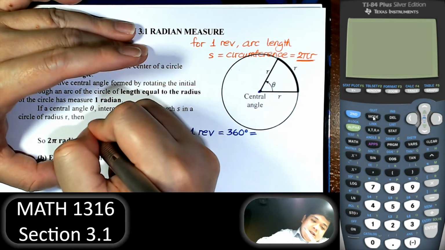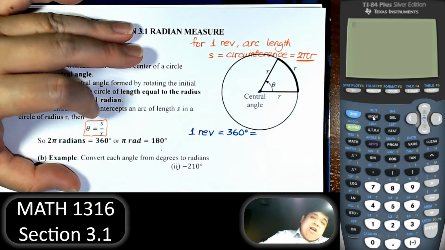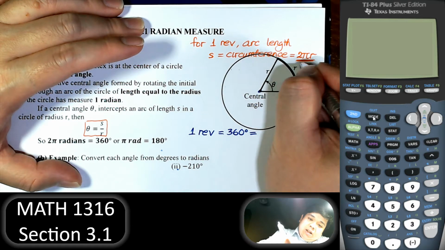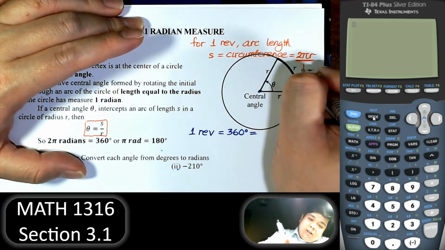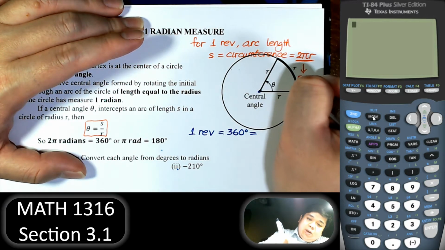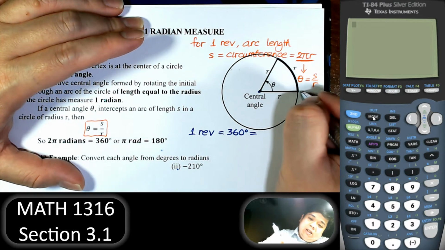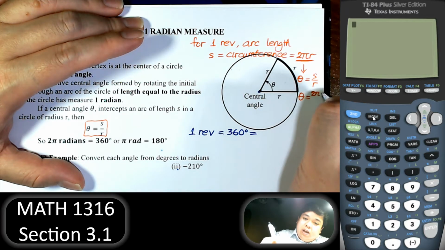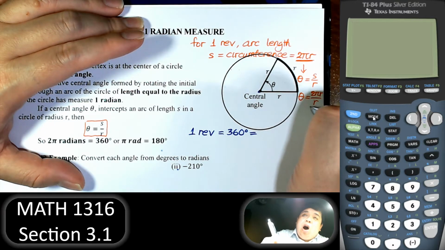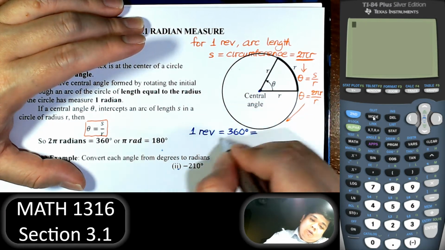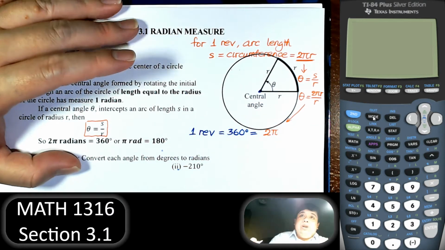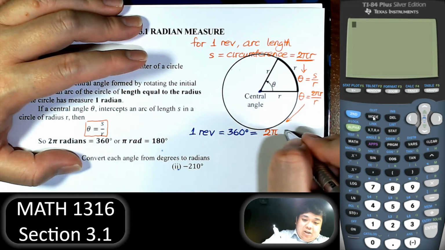Now, the angle is equal to the arc length divided by the radius. So for 1 revolution, theta equals s over r. So theta equals the circumference, 2 pi r, divided by r. The r's cancel. So for 1 revolution, theta is going to be equal to 2 pi. The unit for that is radian.